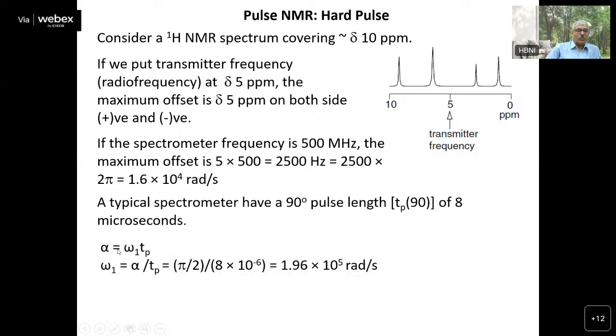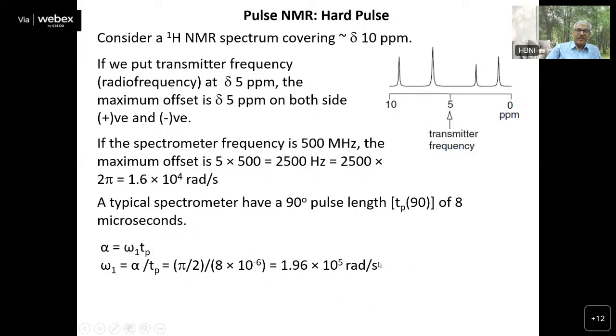So alpha we know is 90 degrees, and TP we know is 8 microseconds. So what will omega 1 be? Omega 1 is equal to alpha by TP. Alpha is a 90-degree pulse, so it is pi by 2, and the length of the pulse is 8 times 10 to the power minus 6 seconds. So you get omega 1.